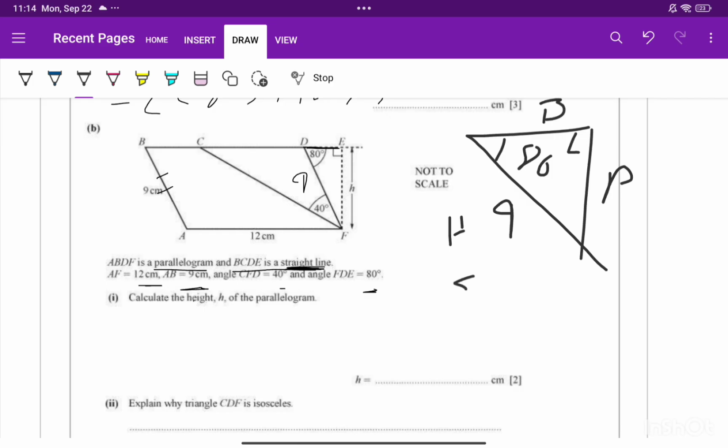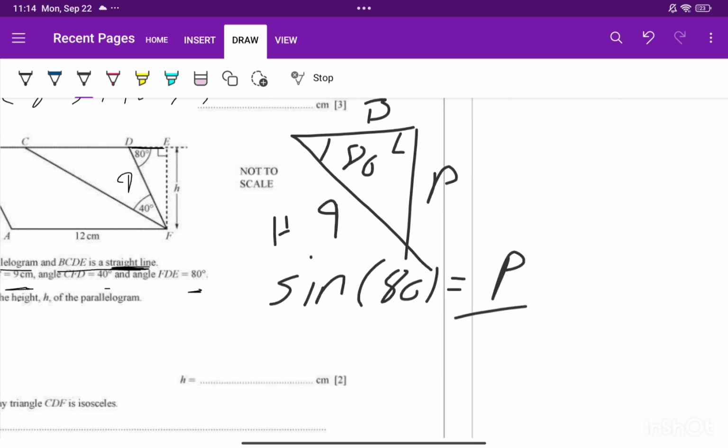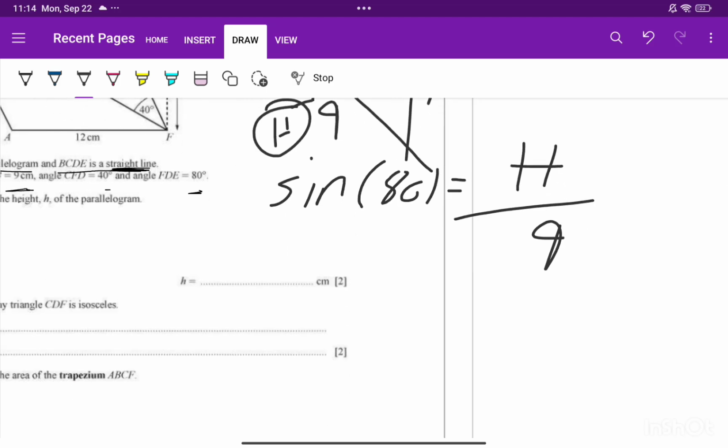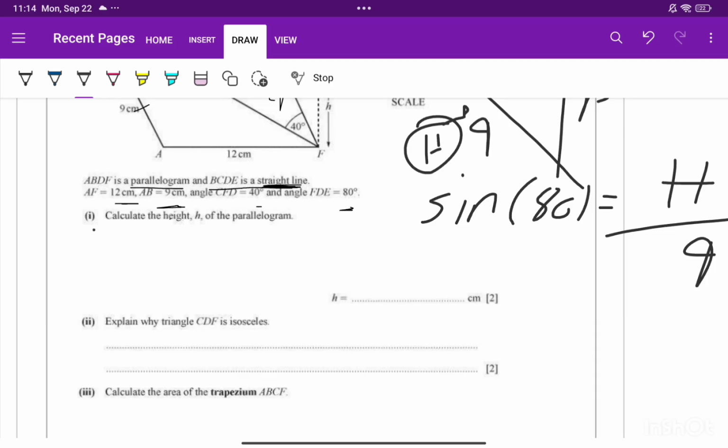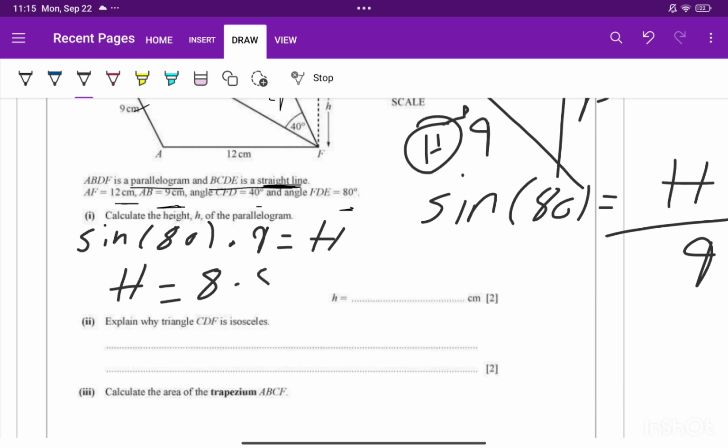Okay, so we will use sine. Sine 80 is equal to height, so this P is the height, divided by 9, the hypotenuse. So the answer will be sine 80 multiplied by 9 is equal to height. We will do it in the calculator and the answer will come 8.86.